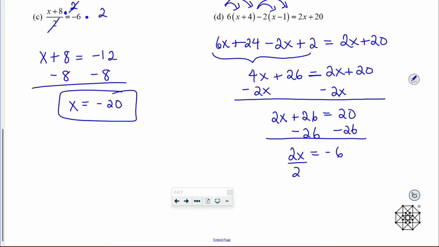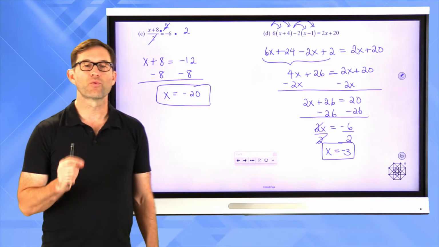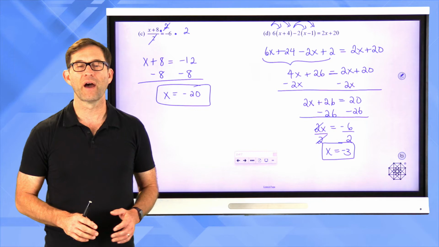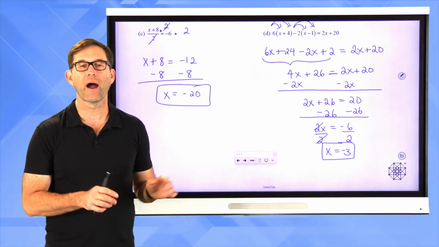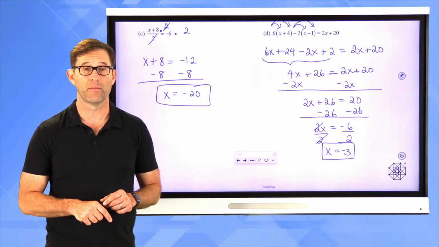Just got to watch that subtraction. And now -6 divided by 2 gives me an x value of -3. Some straightforward, simple equation solving, nothing higher than the 8th grade level in this problem.